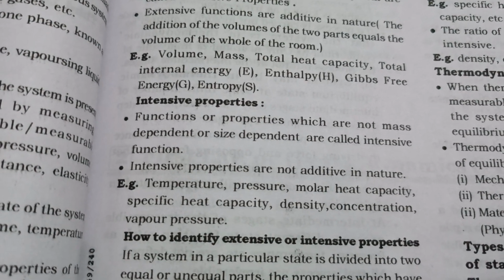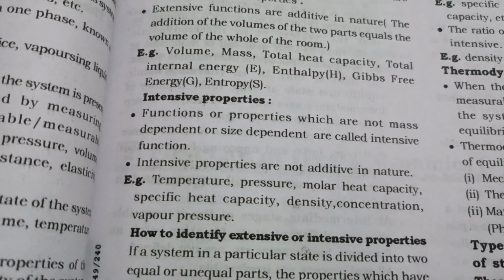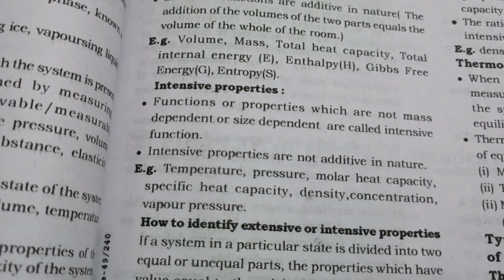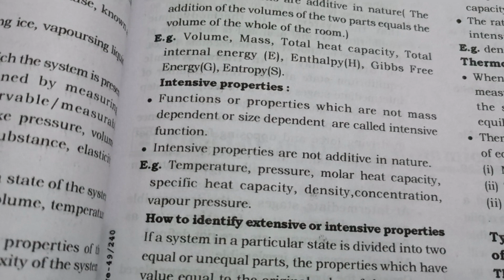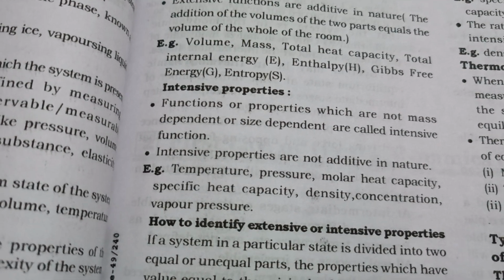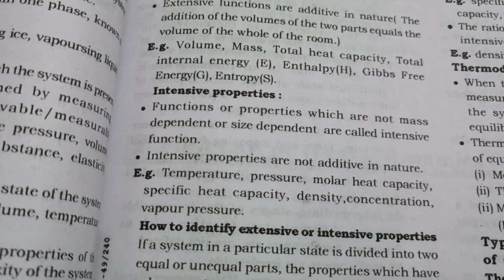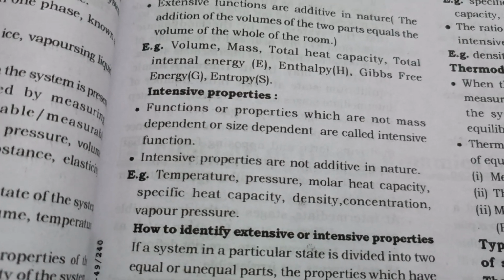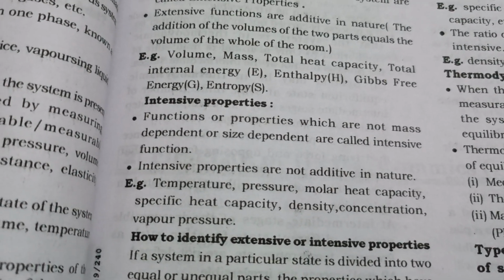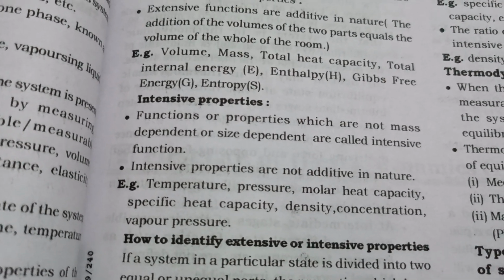Temperature: if we have water in a glass, suppose 50 ml, and we divide this volume into two parts, 25 and 25, the temperature remains the same. Pressure, molar heat capacity, and specific heat capacity. Heat capacity is an extensive property, but molar and specific heat capacity are intensive properties.